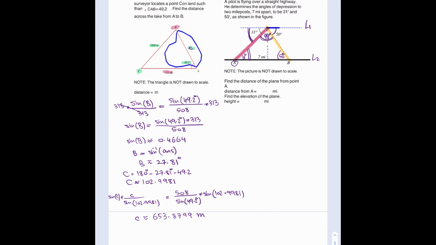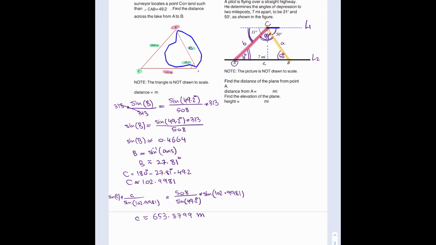I'm going to name that side B because it's opposite to angle B here. And then I'm going to name the other side A. And then this side, I'm going to name it C. And I'm going to name this angle C right here. It's just for ease of use of terms.